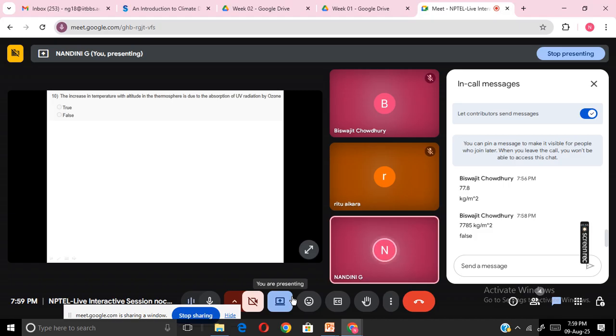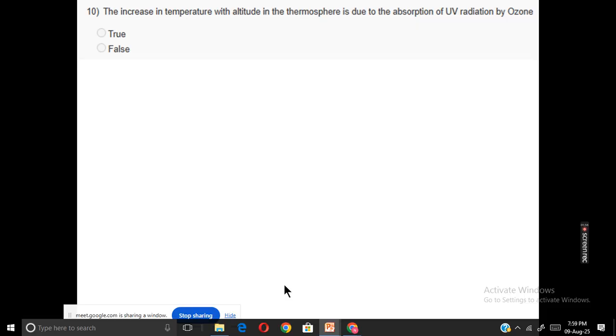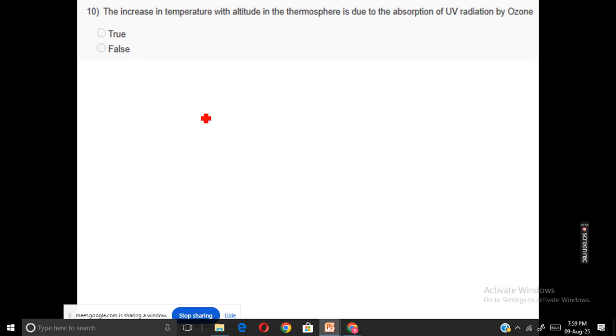As we reach the thermosphere, the atmospheric molecules become very rare, and there phenomena such as photodissociation and photoionization take place in the presence of sunlight. Because of that, the temperature increases over that region. The absorption of UV radiation by ozone actually takes place in the stratosphere. So this is the reason for the increase in temperature with altitude in the stratosphere, not the thermosphere. So this is false.